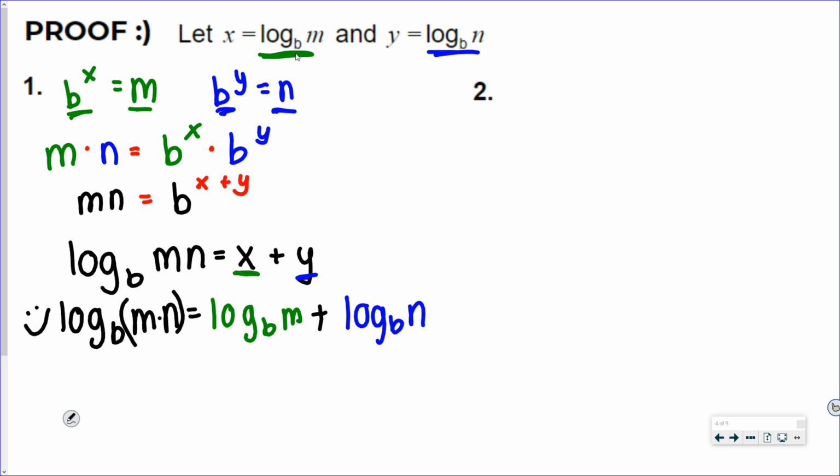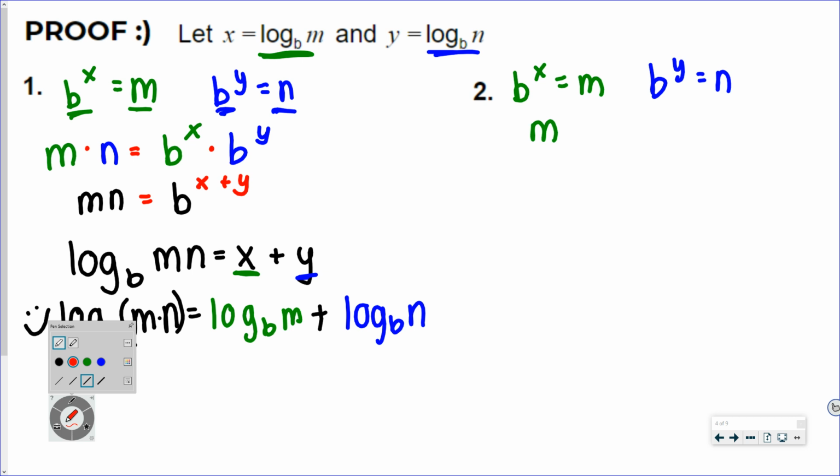Okay, second proof. And I'm really sorry, I only have fun proofs for 2 of the 3 properties. The other one I'm just going to tell you because there's no fun proof for it. The proof is not that great. So we'll only do 2 of them. Okay, same steps here. We're going to write these in exponential form. So b to the x equals m and b to the y equals n. Okay, but this time I'm going to prove to you the quotient property. So instead of timesing m times n, we're going to divide them. m divided by n.